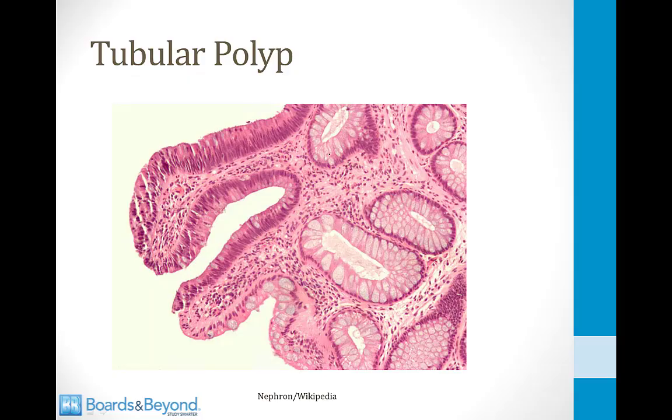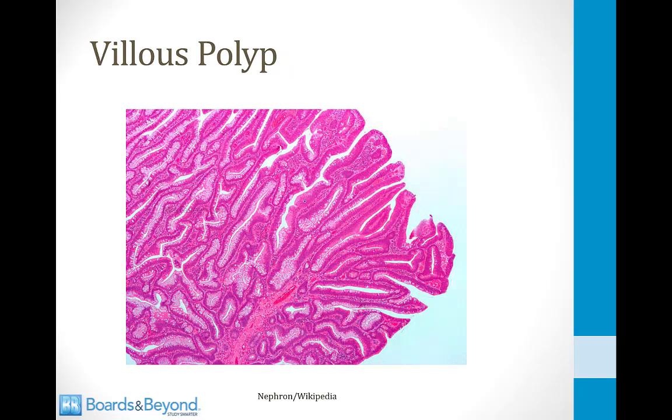This is a picture of a tubular polyp here, and you can see that the polyp has formed these tubules, and that's how it gets its name. And this is an example of a villus polyp. You can see that it contains these finger-like projections, or villi, which is how it gets its name of villus polyp. And the surface of each of these finger-like projections is dysplastic cells that carry a high risk of converting into colon cancer.